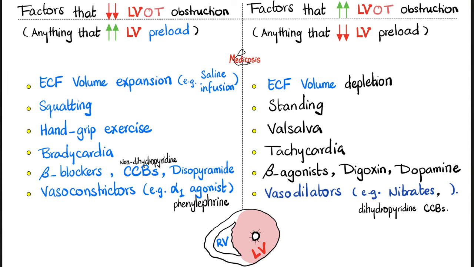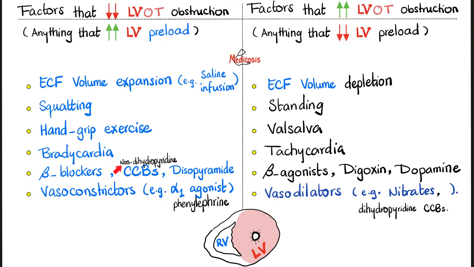How about vasoconstrictors like alpha-1 agonists? This is the exact same effect as hand grip. You're raising the afterload, filling the heart with more blood. More blood equals less murmur. And that's why when we talk about the management of HOCM, what are the medications that we can give to these patients? You can give beta blockers, verapamil, disopyramide, or phenylephrine.